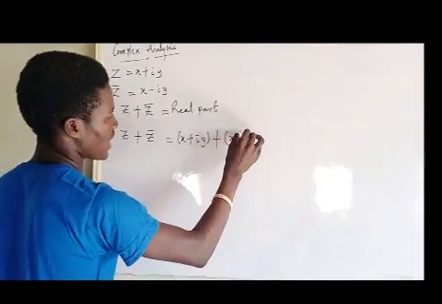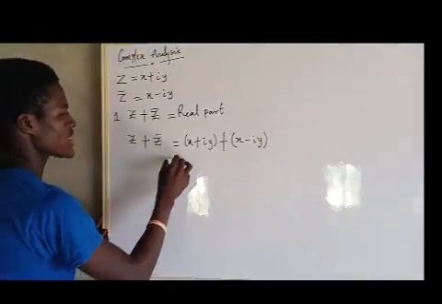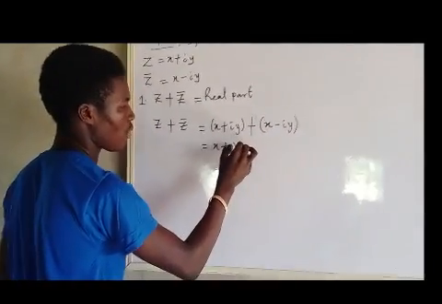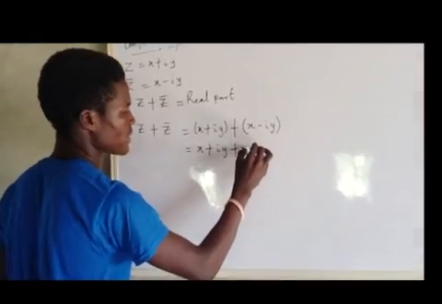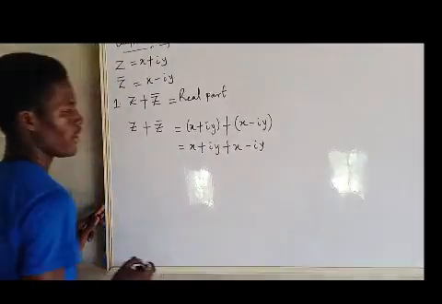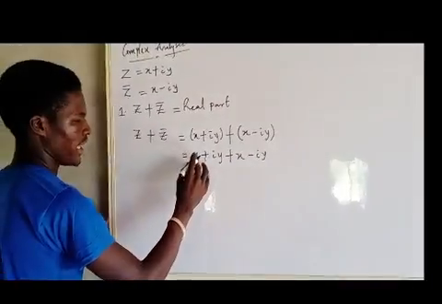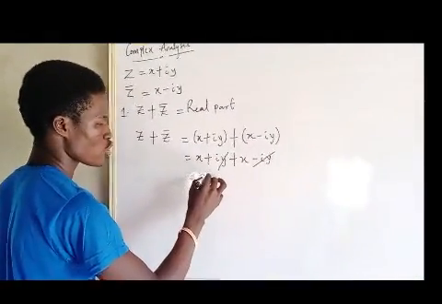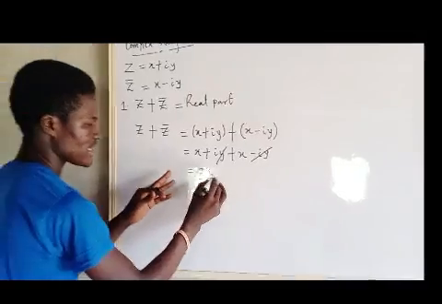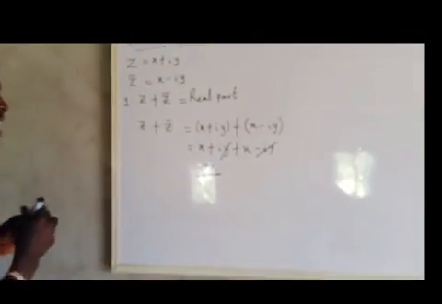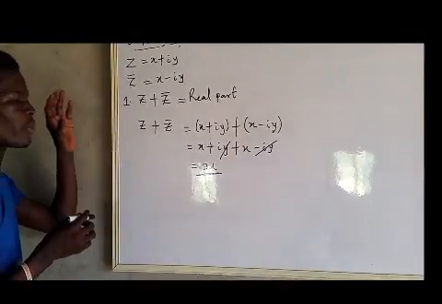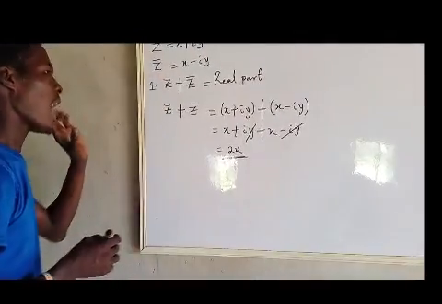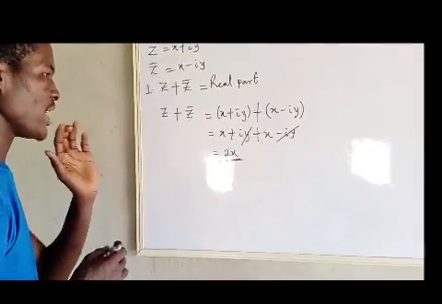x minus iy. Now let's see whether we are going to have a real part. So that will be x plus iy plus x minus iy, right? And that will have what? x plus x. The iy cancels the minus iy, so x plus x will give us 2x. And you can see that this is only a real part. So this has satisfied the property that a complex number added to its conjugate will give us a real part.